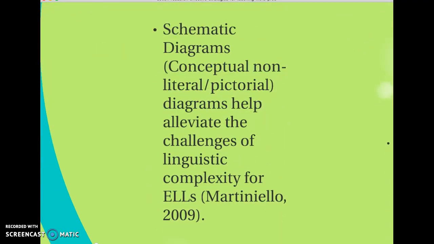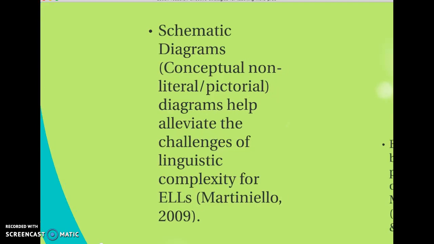The same research, also by Martin Yellow, showed that when a schematic diagram, so a diagram that shows conceptual information, not a pictorial diagram, is included on a word problem, ELL students are more likely to answer it correctly, even if the problem is linguistically complex.